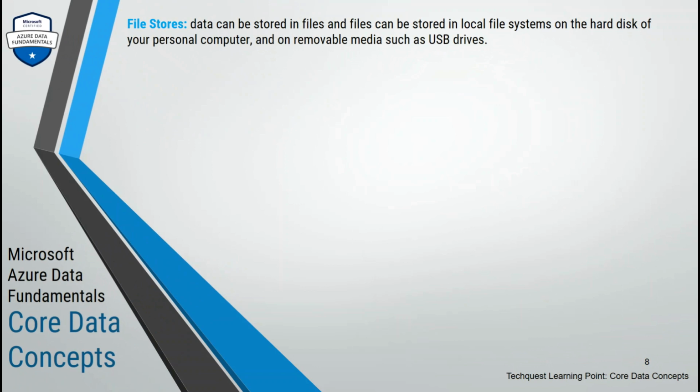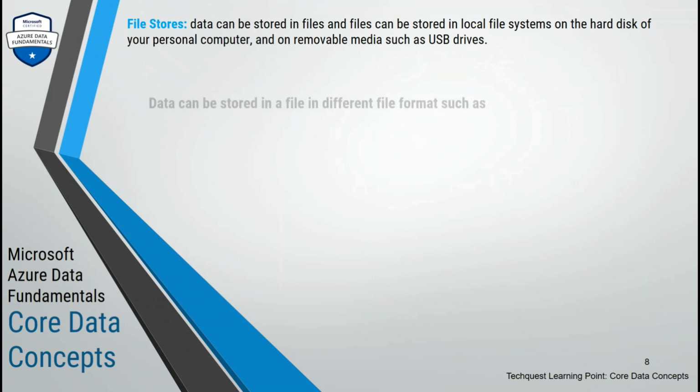In a computing system, data can be stored in files, and files can be stored in local file systems on the hard disk of your personal computer and on removable media such as USB drives. But in most organizations, important data files are stored centrally in some kind of shared file storage system. Increasingly, that central storage location is hosted in the cloud, enabling cost-effective, secure, and reliable storage for large volumes of data.